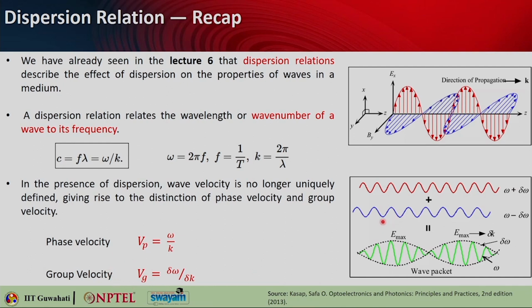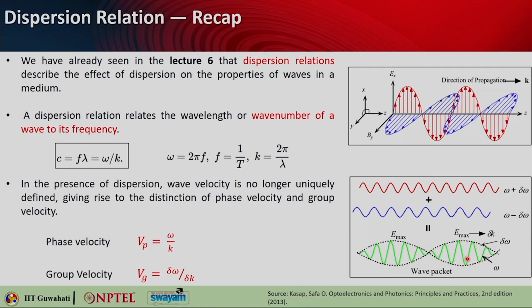One example is shown here. Say you have not a monochromatic light, rather you have frequency components like omega plus delta omega and omega minus delta omega. When they add up, they form this kind of slowly varying envelope. This envelope is basically the envelope of the electric field maximum. If you connect all the peaks, you will get this. Here also you get the peak. This is the envelope for the dip.